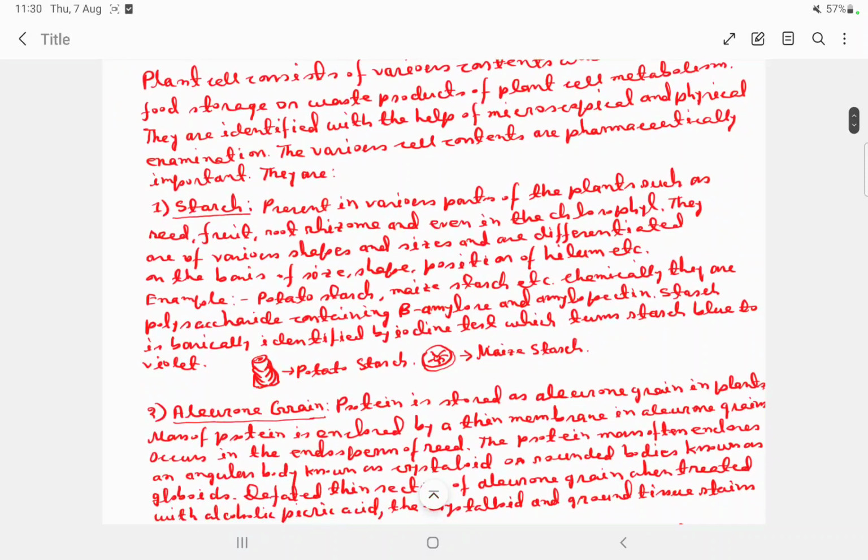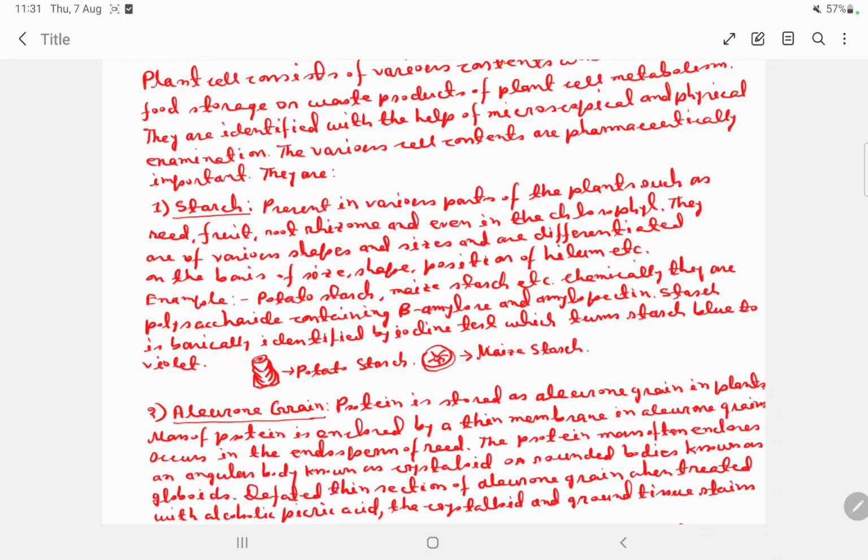They are starch. Starch is present in various parts of the plant such as seed, fruit, root, rhizome, and even in the chlorophyll of the leaf. It is basically a carbohydrate. Starch grains are of various shapes and sizes and are differentiated on the basis of size, shape, position of hilum, etc. Examples include potato starch and maize starch. Chemically, starch is a polysaccharide containing amylose and amylopectin. It is identified by the iodine test, which turns starch blue to violet.